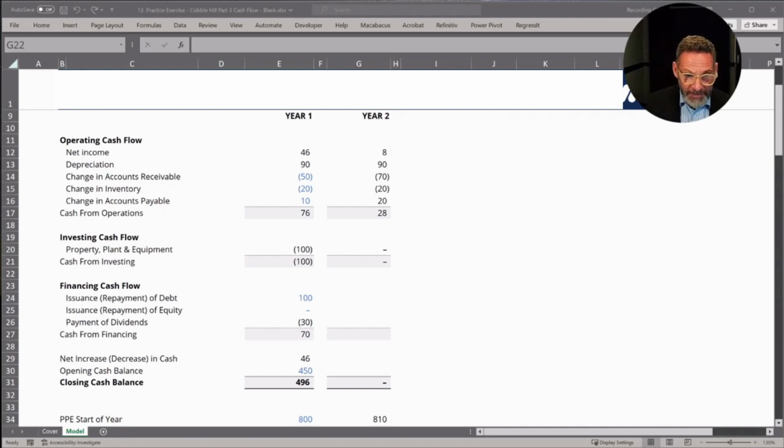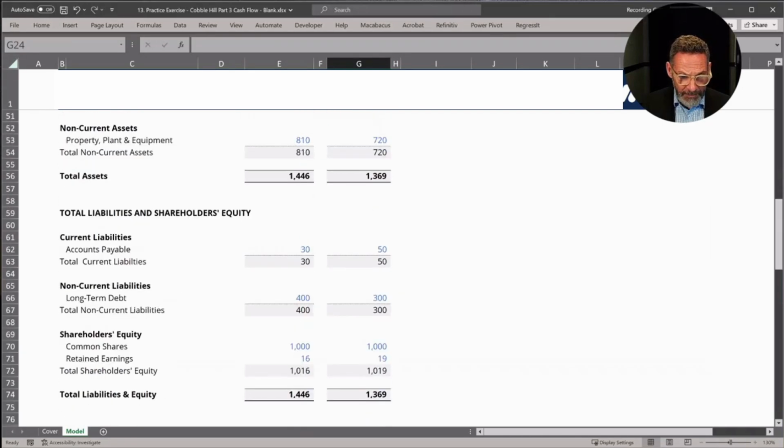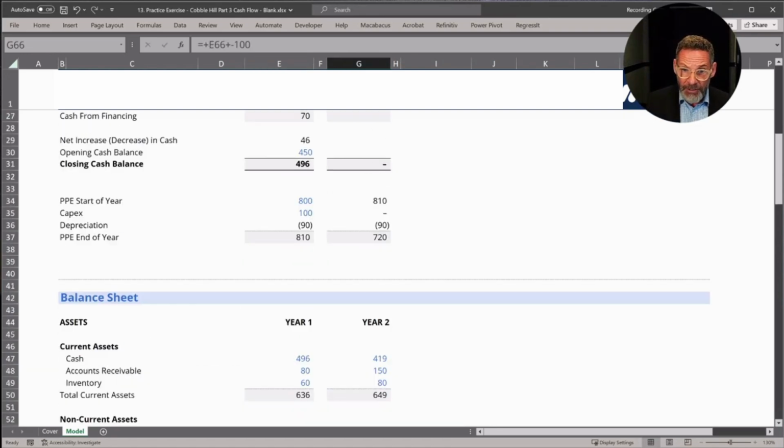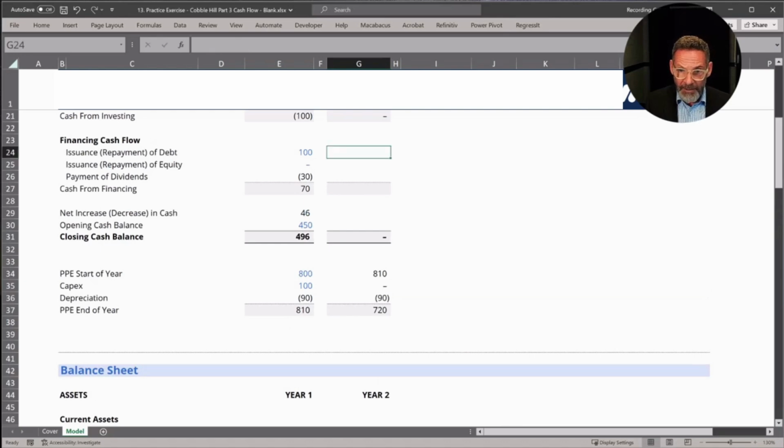So what we have is we need to look at what's happened with debt. A repayment of debt is going to be a negative number or cash outflow, recall. So when we go down to our long-term debt, you may recall when we did the activity, we repaid 100 of the loan in year two. So that's going to be a cash outflow of 100.